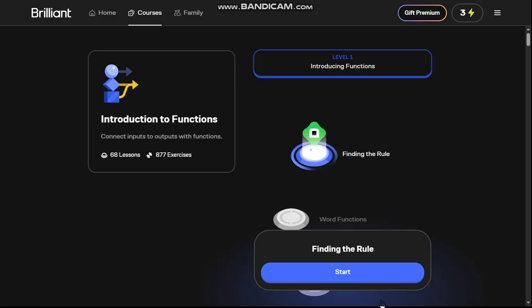And in today's topics, we have Introduction to Functions. The main lesson here is finding the rules. So let's find the rules of a function.